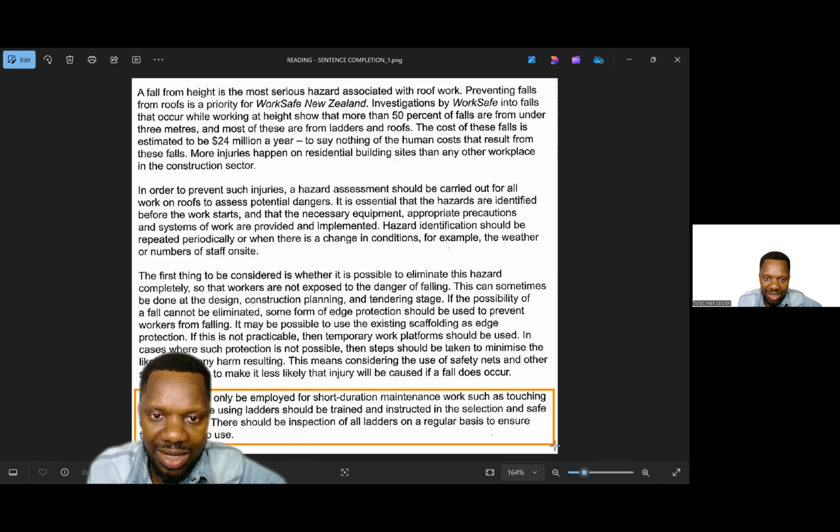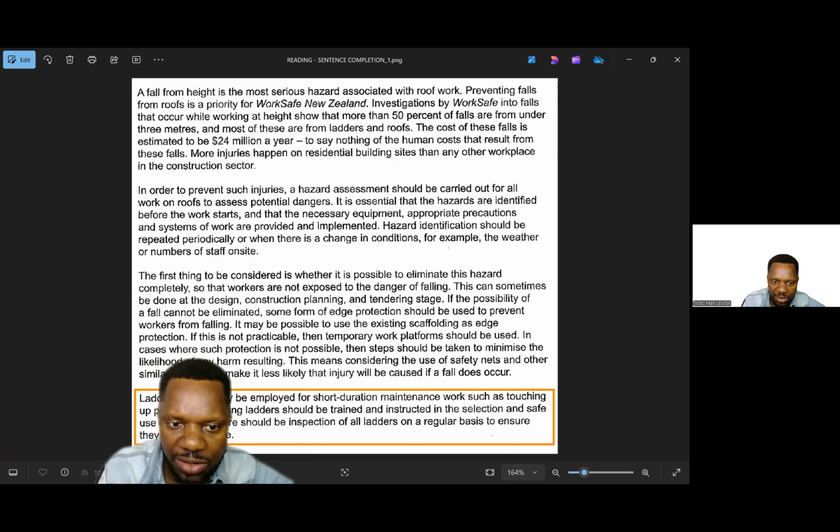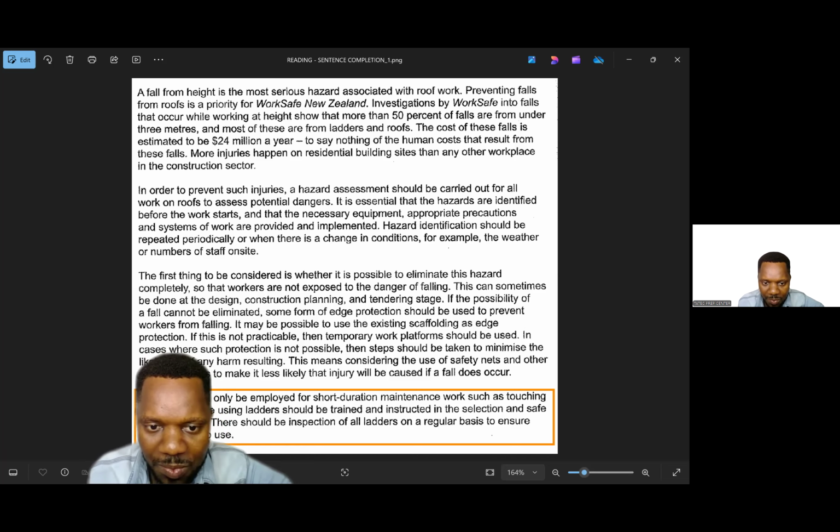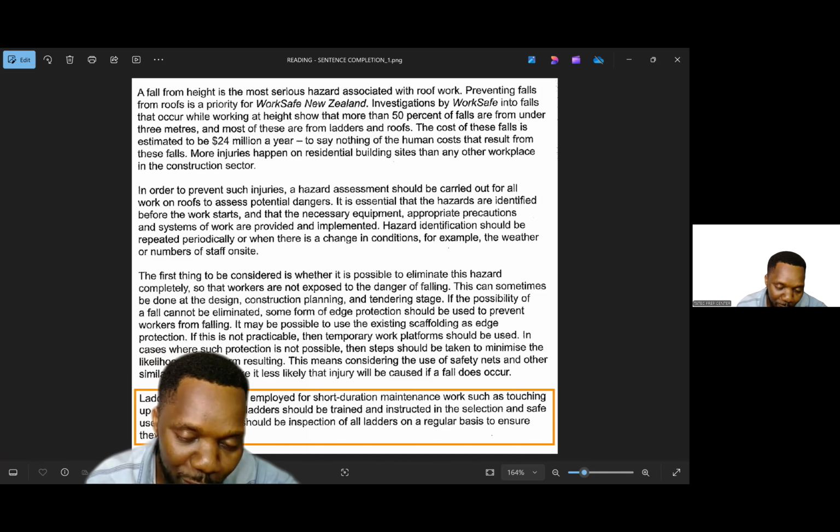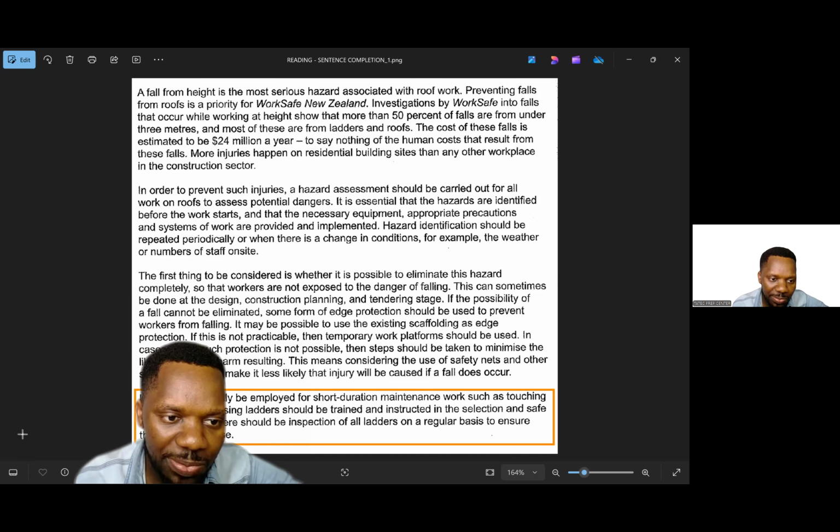From this paragraph, we have ladders should only be employed for short duration maintenance work, such as touching up paint. People using ladders should be trained and instructed in the selection and safe use of ladders. There should be inspection of all ladders on a regular basis to ensure they are safe to use. So I will take us back to the question.